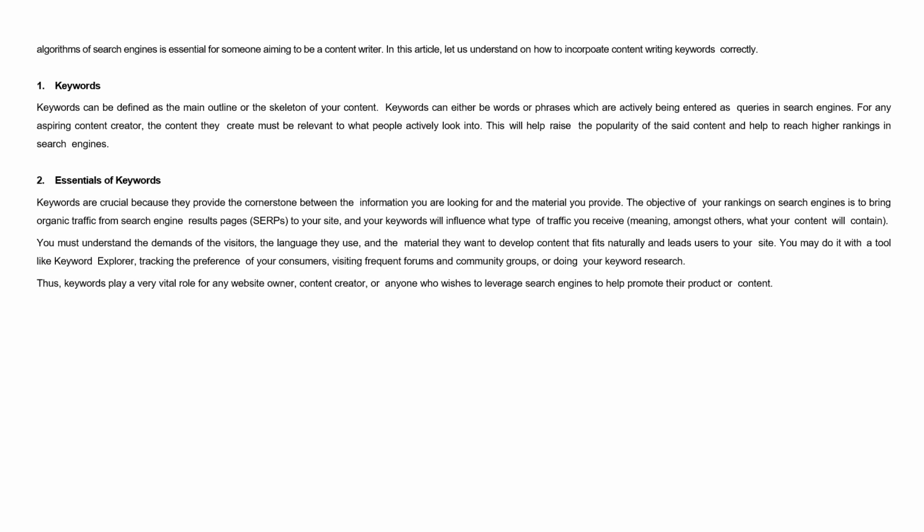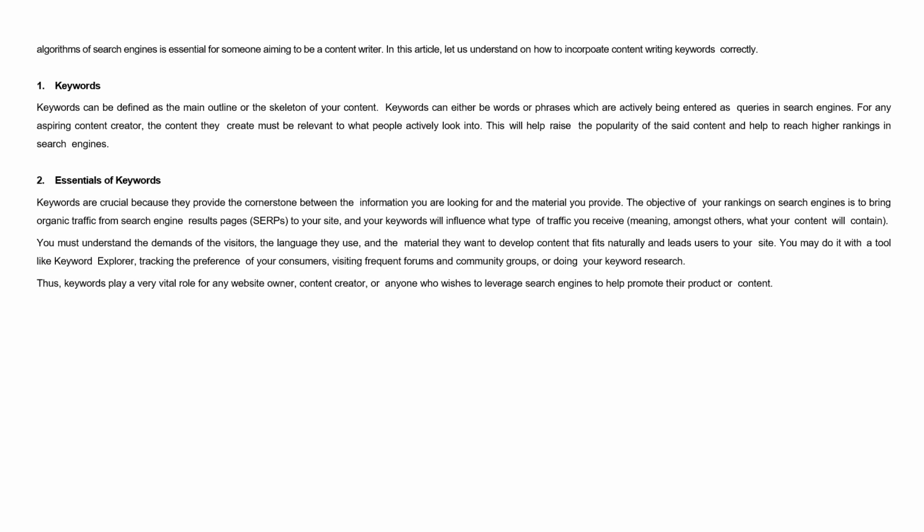Keywords are crucial because they provide the cornerstone between the information you are looking for and the material you provide. The objective of your ranking on search engines is to bring organic traffic from search engine result pages to your site, and your keyword will influence what type of traffic you receive, meaning, amongst others, what your content will contain. You must understand the demands of the visitor, the language they use, the material they want to develop, content that fits naturally and leads users to your site.